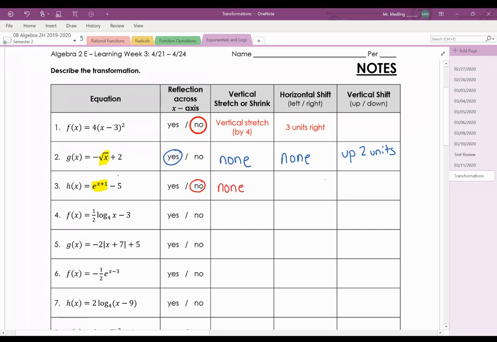Now for left and right, we look inside. We have x +1. All right, that +1 tells me that it's going to move. We got to remember, though, +1 means to the left one, not to the right one. And then finally, that -5 hanging out there. It's outside, so that's going to be our down 5 units.